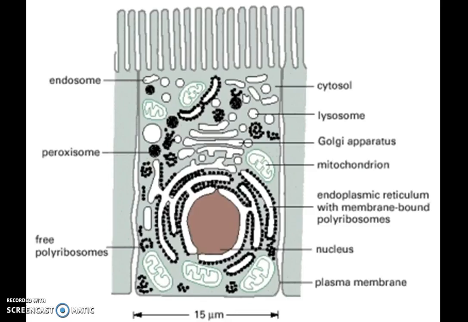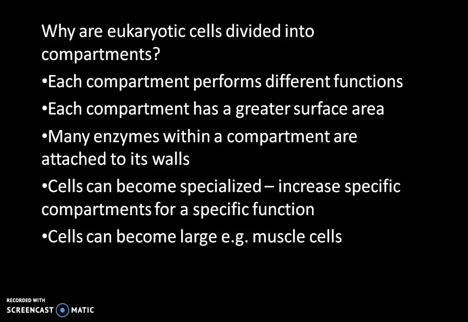This is a typical plant cell. It has a cell wall. It has various other organelles that animal cells have, like mitochondria, Golgi, lysosomes, peroxisomes, and others. It also has a plasma membrane. Then, why are eukaryotic cells divided into compartments? I think we will be discussing that in the next lecture. I hope you understood the basis of cell biology.